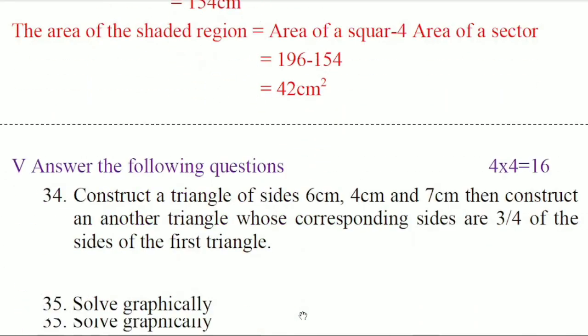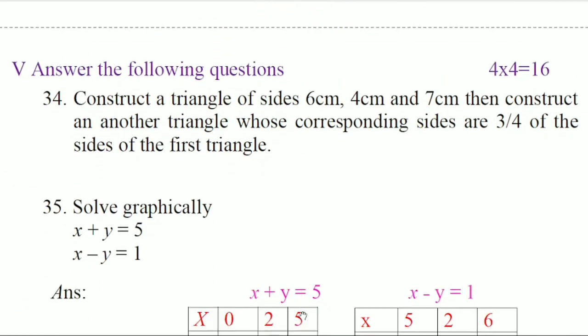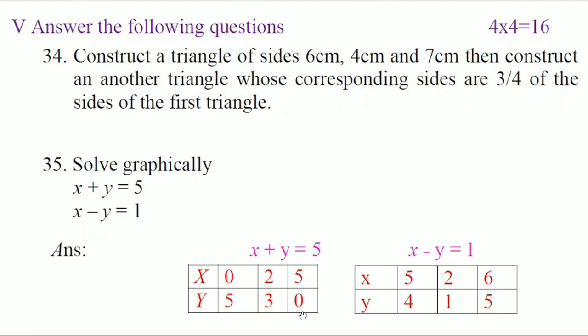Fifth main, answer the following questions. Here 4 questions will be there. So each question carries 4 marks, totally 16 marks. 14th question, construct a triangle of sides 6 centimeter, 4 centimeter and 7 centimeter. Then construct another triangle whose corresponding sides are 3/4 of the sides of the first triangle.